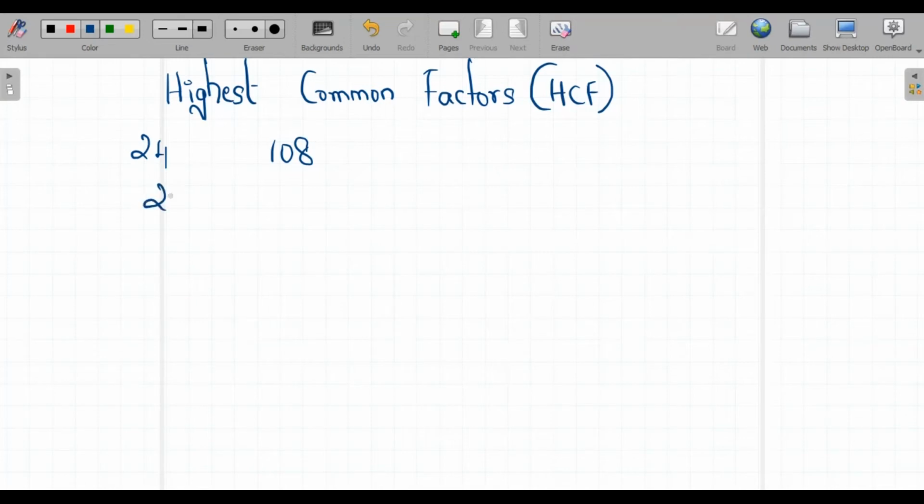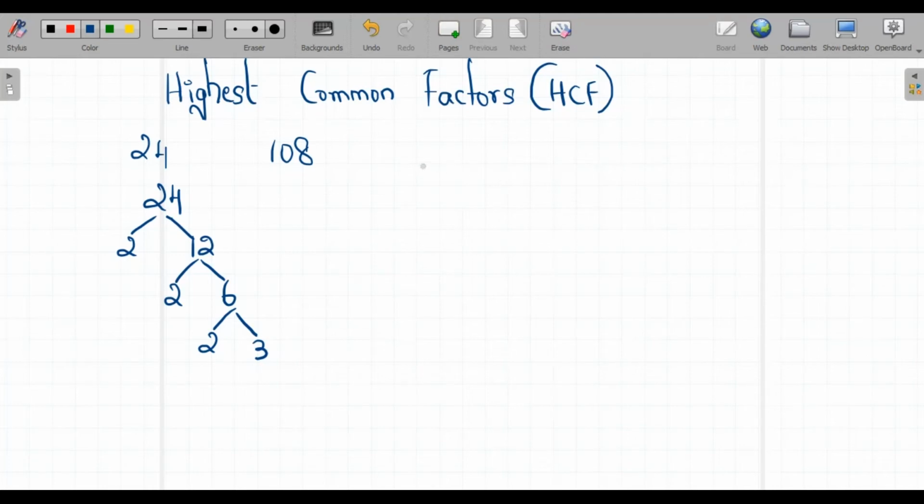So we will start with 24. 24 is 2 and 12. 12 is 2 and 6. 6 is 2 and 3. Okay. So with this we cannot split 24 anymore.